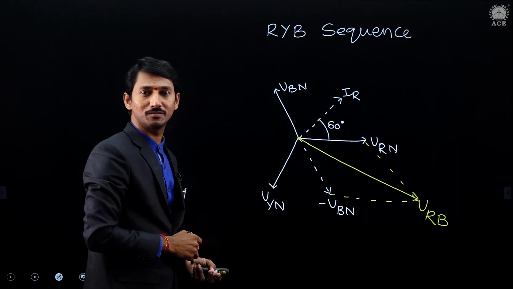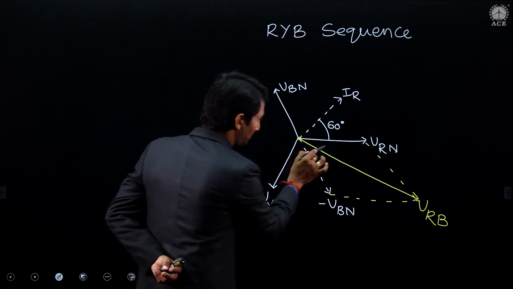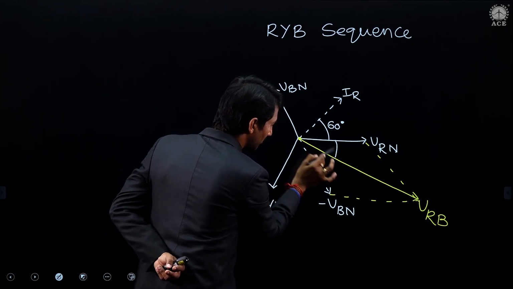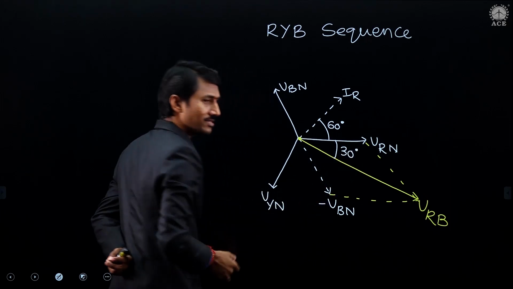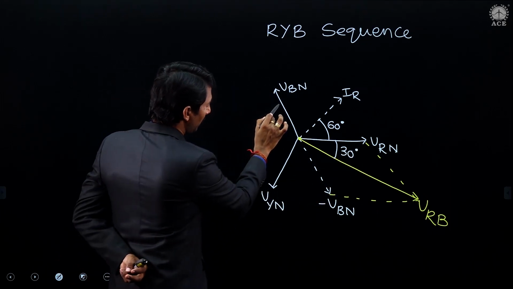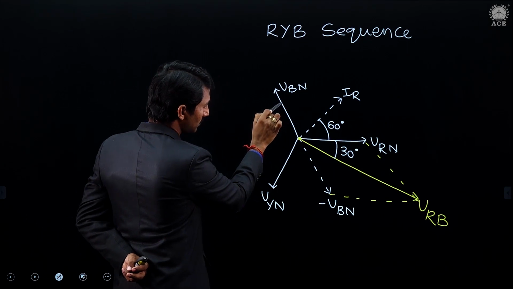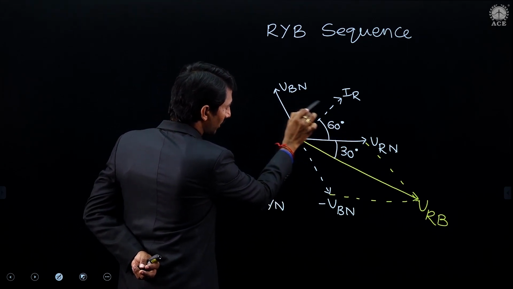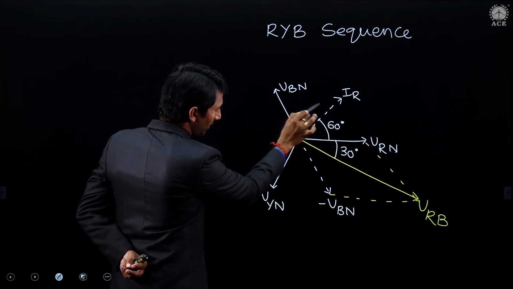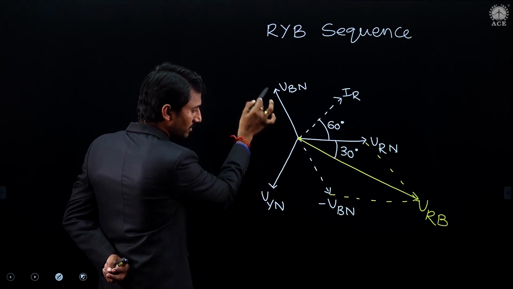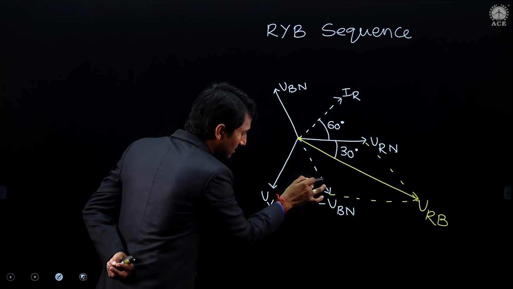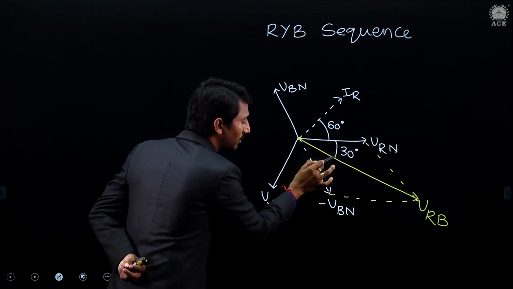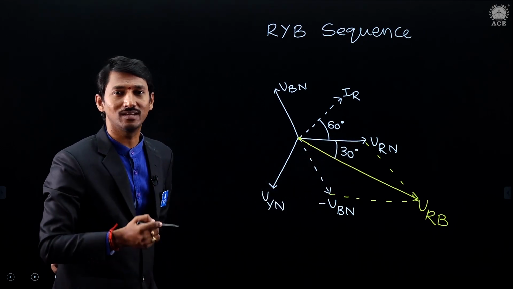Sir, IR leads the corresponding voltage by how many degrees? 60 degrees. Okay. Sir, what will be this angle then? This angle will be 30 degrees. How? Let us check here. Kindly follow this. Here to here, 120 degrees. Here to here, 180 degrees because it is a straight line. Therefore, the angle between these two is 60. Definitely it will be half of the 60, 30 degrees.